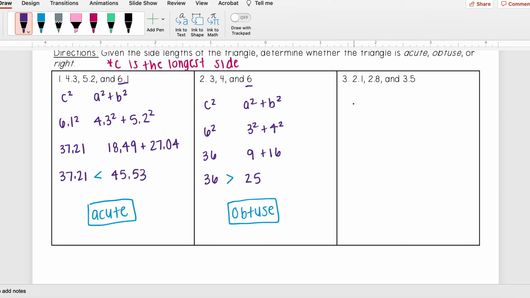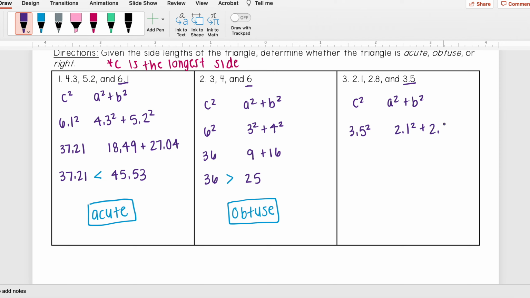Let's try one last one. So now I have side lengths 2.1, 2.8, and 3.5. First step is I want to identify what my c is, so I need to figure out what my longest side is, and that's going to be 3.5. So I have 3.5 squared. And I'm going to compare that to 2.1 squared plus 2.8 squared.